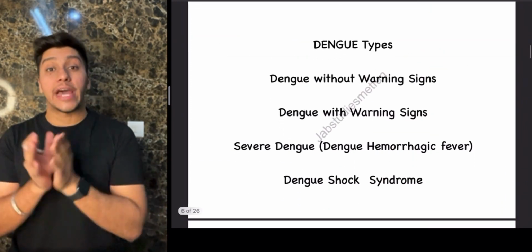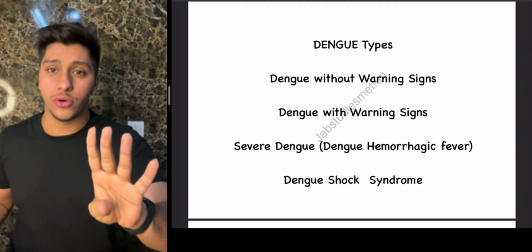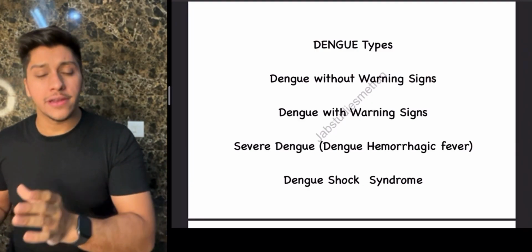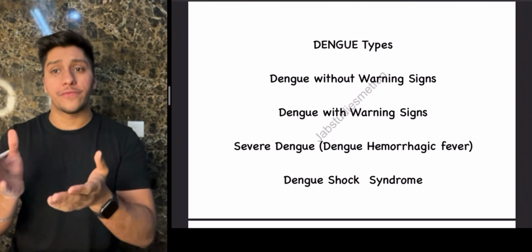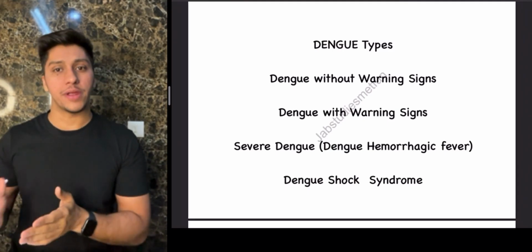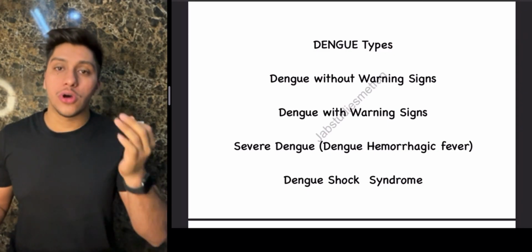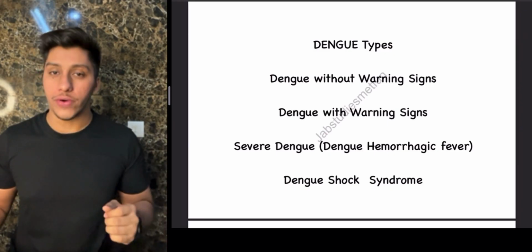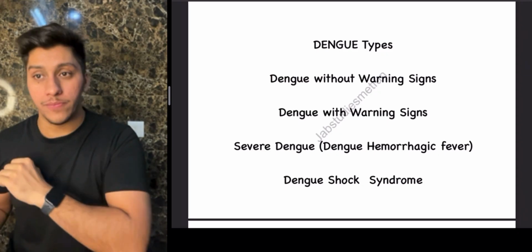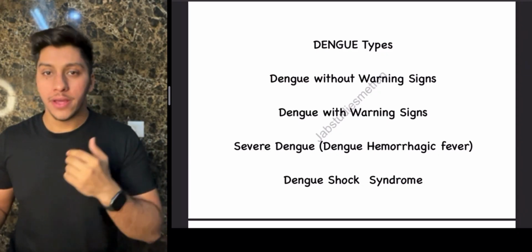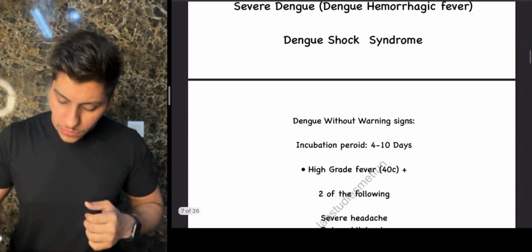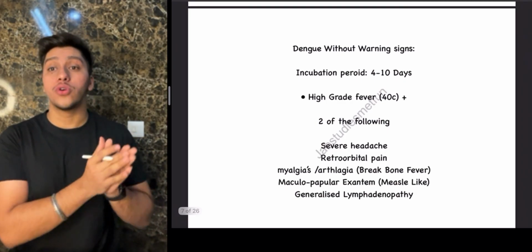If I talk about the types of dengue, basically you need to know there are 4 types. Dengue without warning signs, in which most patients suffer through this and recover after this period. Then you have dengue with warning signs. Severe dengue, which was also known as dengue hemorrhagic fever. And then you have dengue shock syndrome. Let's talk about them and the treatment one by one. First of all, we'll talk about dengue without warning signs.